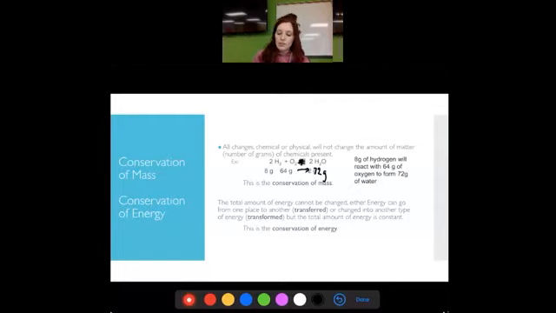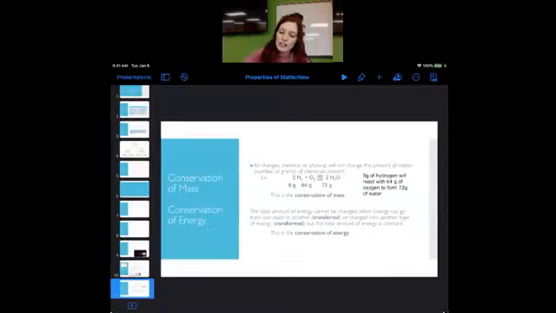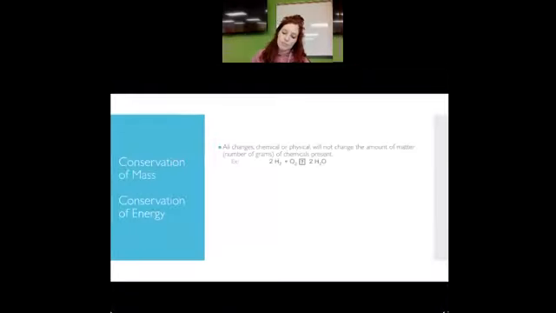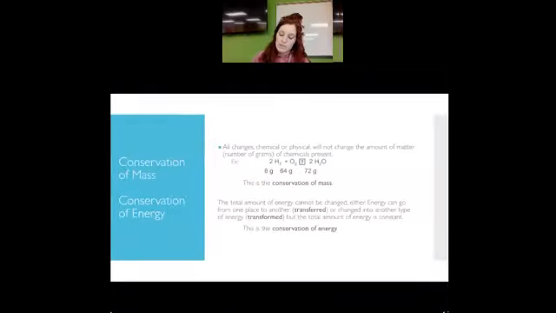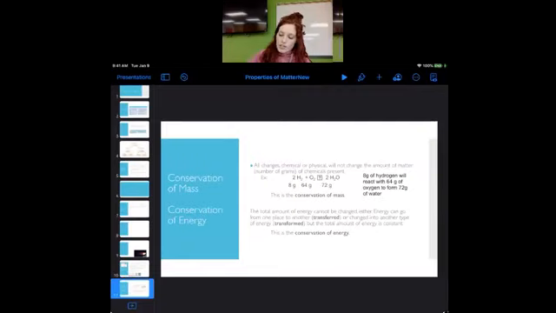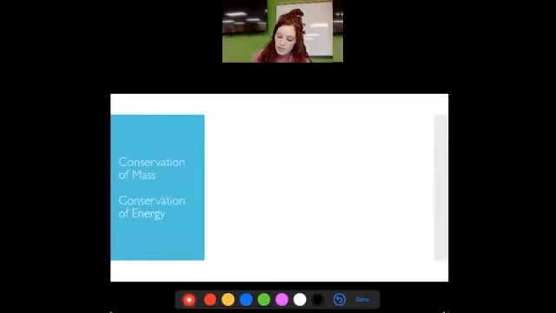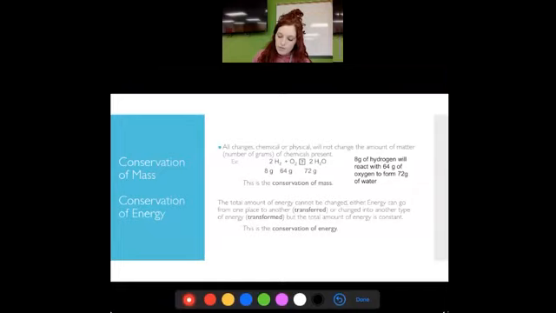So let me give you an example of the conservation of energy. Okay. So let's say I have gasoline and I'm burning gasoline. This is going to be a chemical change because burning is a chemical change.